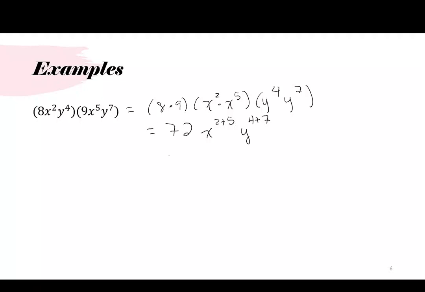If I introduce a second variable, so this one has x's and y's, I still do that same kind of thing where I think let's put things together that match. So I have 8x squared y to the 4th times 9x to the 5th y to the 7th. I'm going to group the 8 and the 9. I'm going to group the x squared and the x to the 5th, and then I'm going to group y to the 4th and y to the 7th. So 8 times 9, 72. I'm going to write this out the long way, so I'm going to say 2 plus 5, and then for y, I have 4 plus 7 as the exponent. So this says I have 72, x to the power 7, y to the power 11.